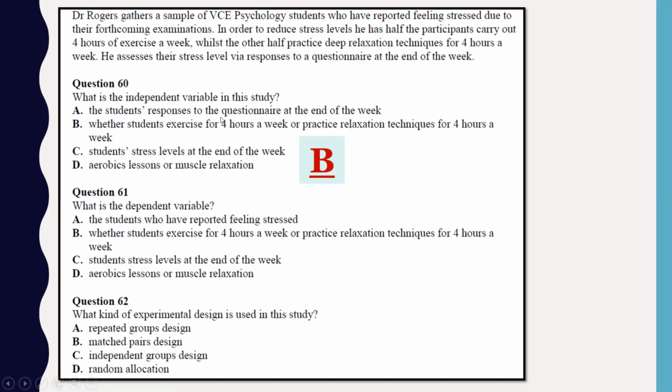So in this case, if we look at the scenario, it says he assesses their stress level via responses to a questionnaire at the end of the week. So your answer should have been C. Okay, that student stress levels at the end of the week is what Dr. Rogers was measuring for change. That's the DV.